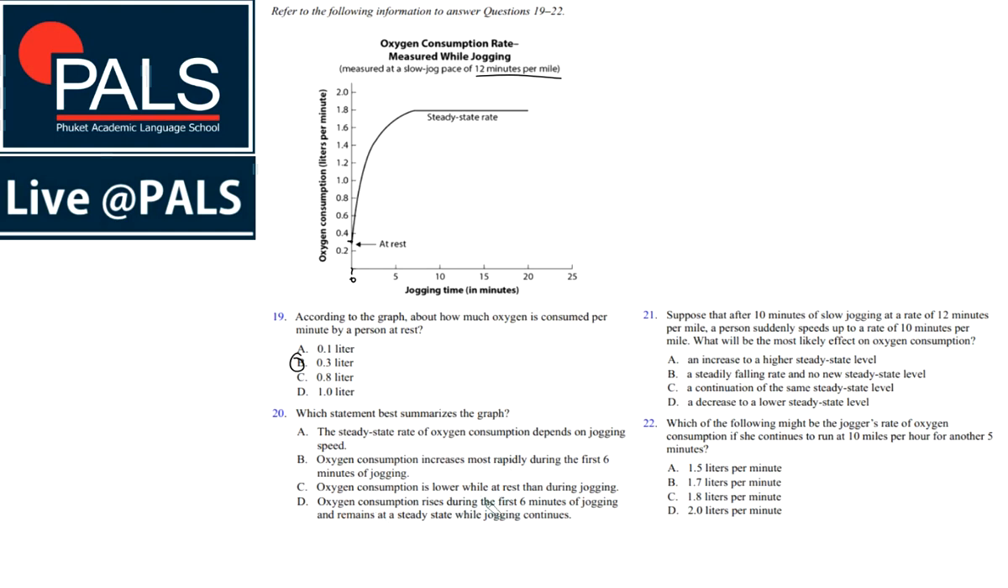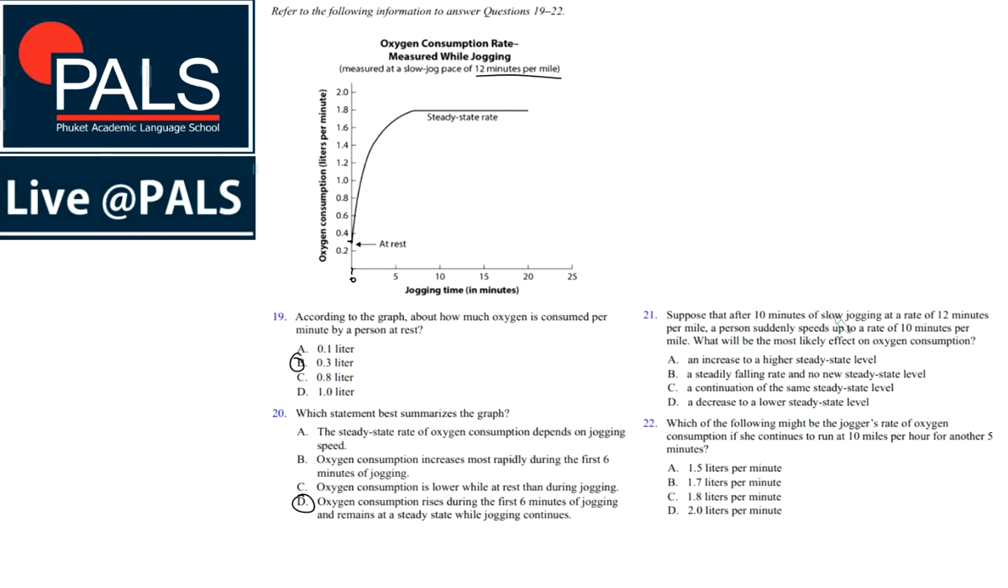Oxygen consumption rises during the first 6 minutes of jogging, so it goes up during the first 6 minutes. That's very good so far, and remains at a steady state while jogging continues, and we include the second part of the graph too. So answer D is definitely the best option here.